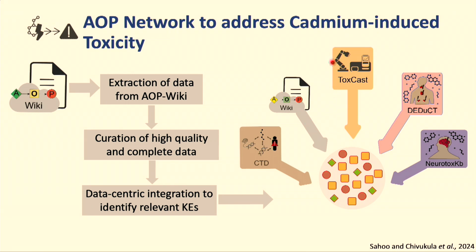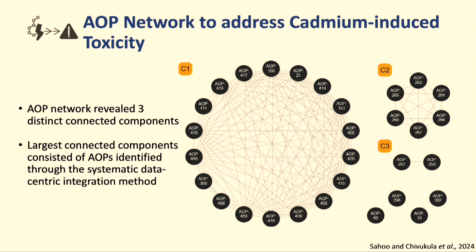Then we looked up ToxCast. ToxCast is another US EPA project, and this helps us identify potential molecular initiating events. And then Reduct is our own in-house database on endocrine disrupting chemicals, and NeuroToxKB is an in-house database on possible neurotoxic endpoints. So we were able to leverage all of that, and through our integrative approach, we are able to identify these 30 AOPs that are linked to cadmium, based on various other criteria as well.